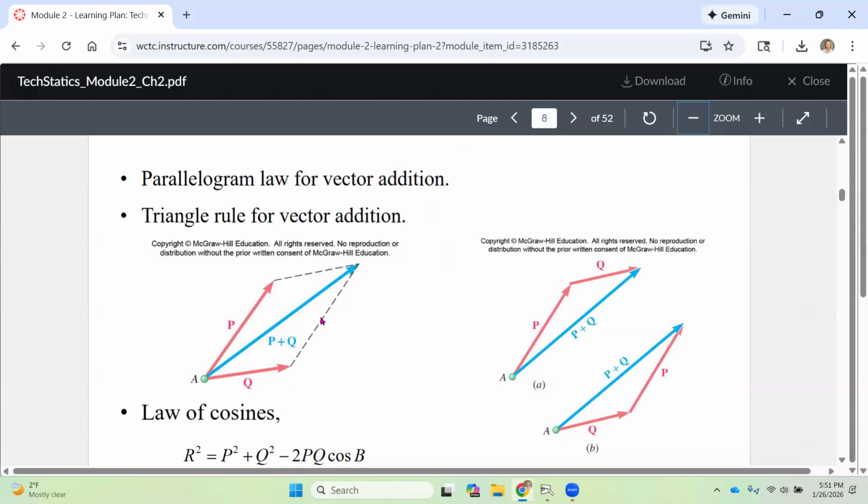Now, sometimes if we just have 2 forces, you can usually get a sense for what the final net effect is going to be. So for instance, when we look at P and Q here, they're both pulling up and to the right.